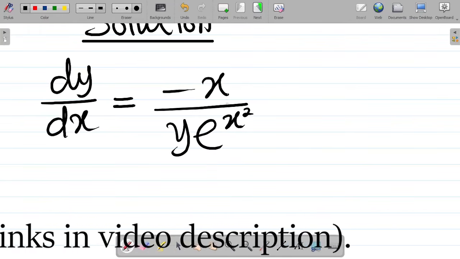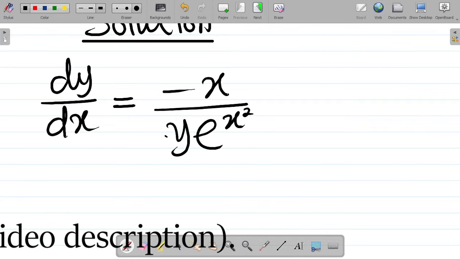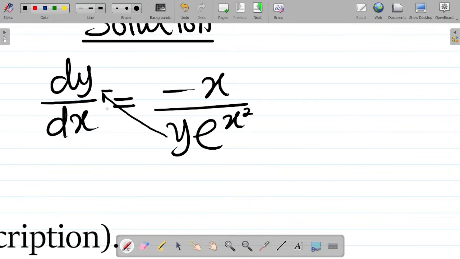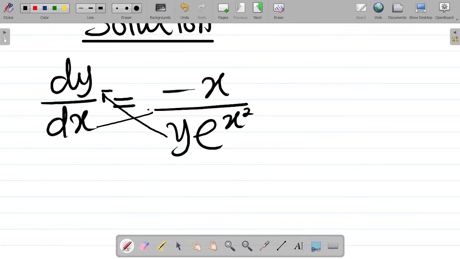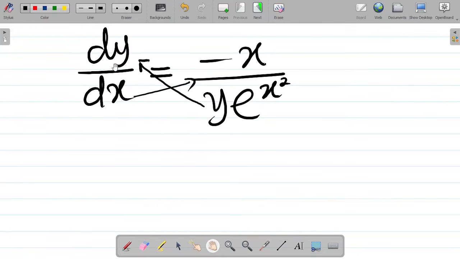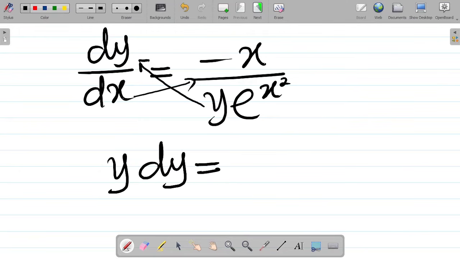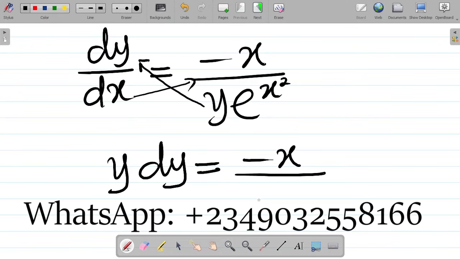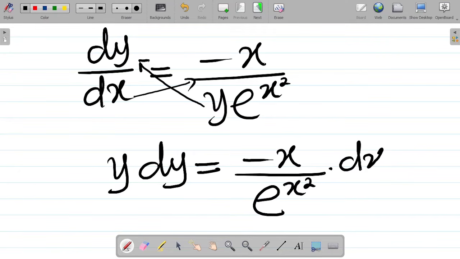So how do we solve this? To make this easy, all I have to do is move y over here. Call it a cross multiply if you want to. Move y over here, then move the x over here. If I do that, y goes to the numerator. I'll have y dy is equal to minus x all over exponential x squared, then dx. Alright, this is mathematically correct.